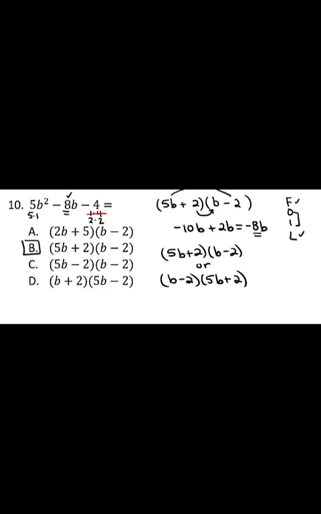Another strategy for solving the problem is, instead of factoring, people might want to use the FOIL method on the answer choices, which is also called the distributive property. And once you distribute, all you have to do is find the answer that matches the problem, and that would be the correct answer.